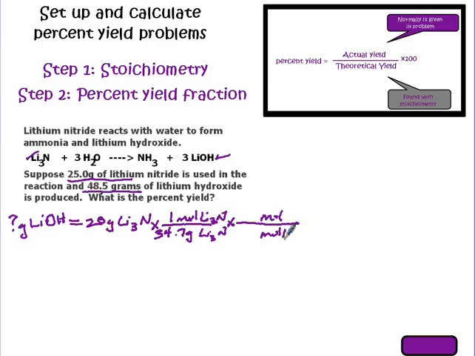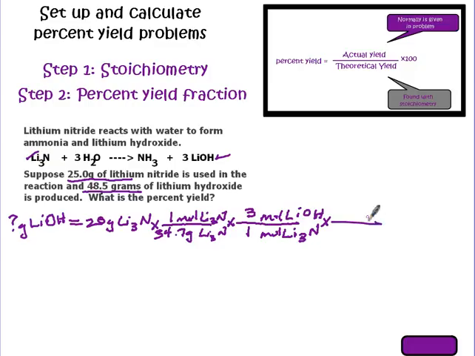The substance I started with was the lithium nitride. And the substance I want to change it to is the lithium hydroxide. The molar ratio is where I make the switch from one substance to another. And these numbers right here come from the balanced chemical equation. These are the coefficients. So a coefficient here for lithium nitride is 1, and for lithium hydroxide is 3. So I'll put the 3 with the lithium hydroxide and the 1 with the nitride. And so I've changed it to moles, molar ratio.